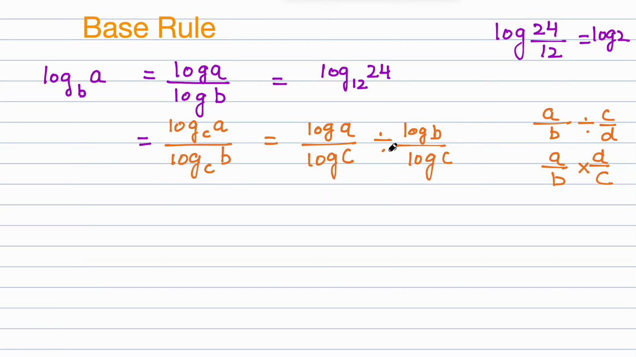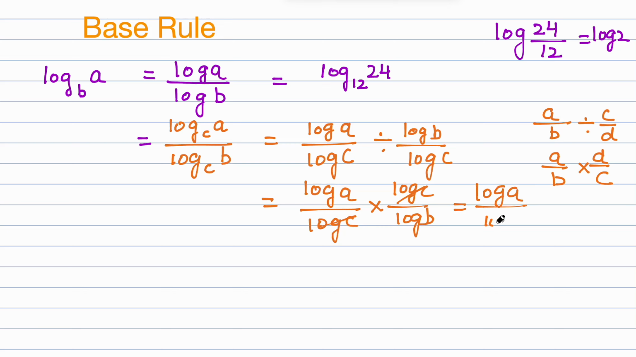So here I am going to do the same. This division sign is now multiplication and the second part is reciprocated, log of c by log of b. So this is cancelled. Again I am at log of a upon log of b, right?